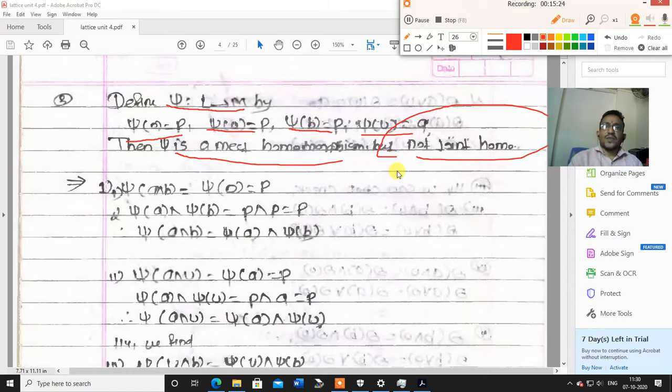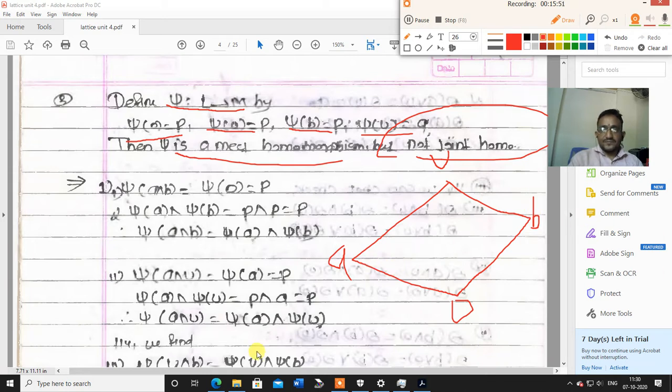Now we have to check again whether psi is a meet homomorphism for all elements of the lattice. Here this is the a, this is the 0 and this is the b. Now I have taken two elements, a and b. So check whether psi is a meet for a and b.